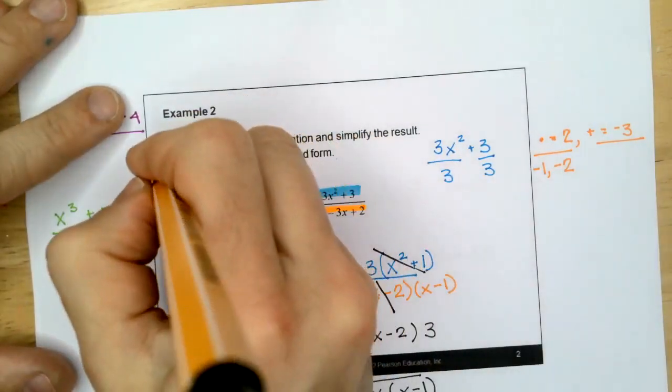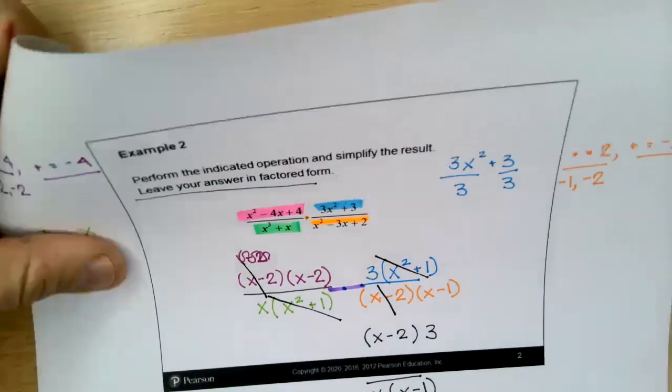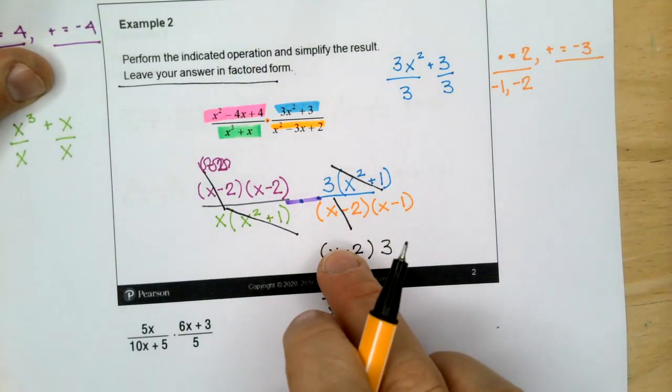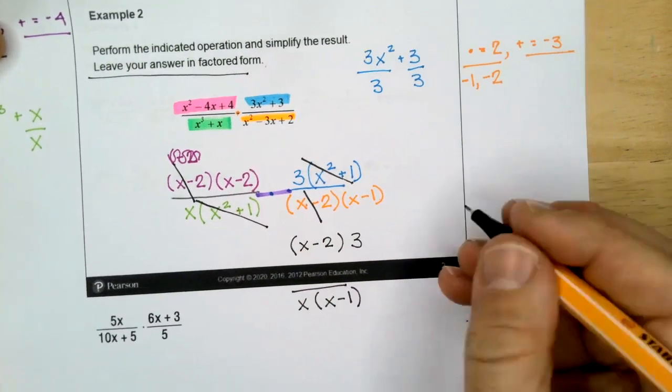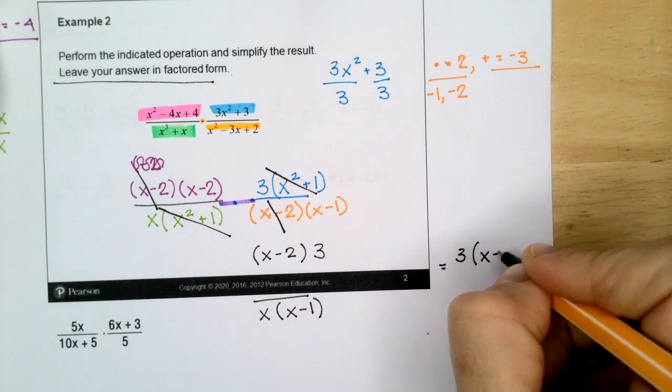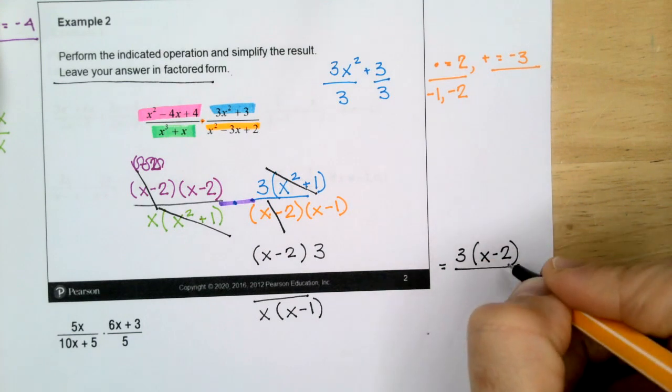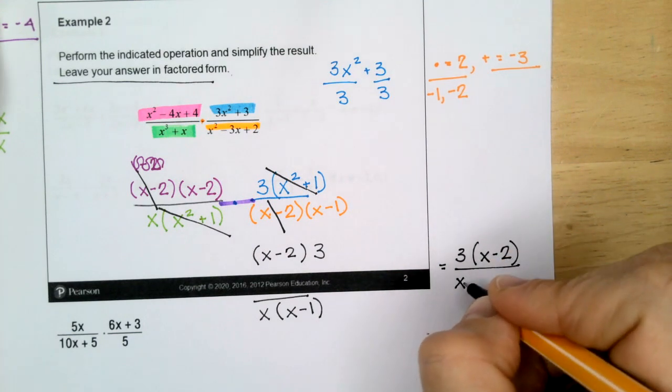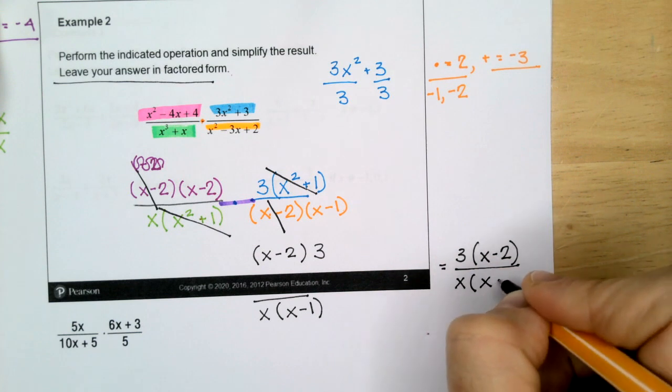It says leave your answer in factored form. So you don't need to say 3 times x. You don't need to distribute the 3. What you do need to do is put the 3 in front. So I would say that's 3 times x minus 2 divided by x times x minus 1.